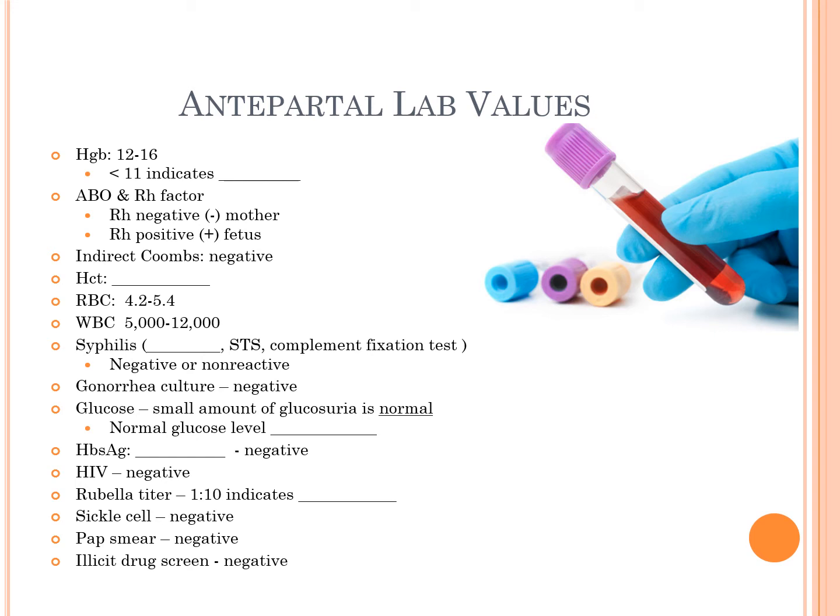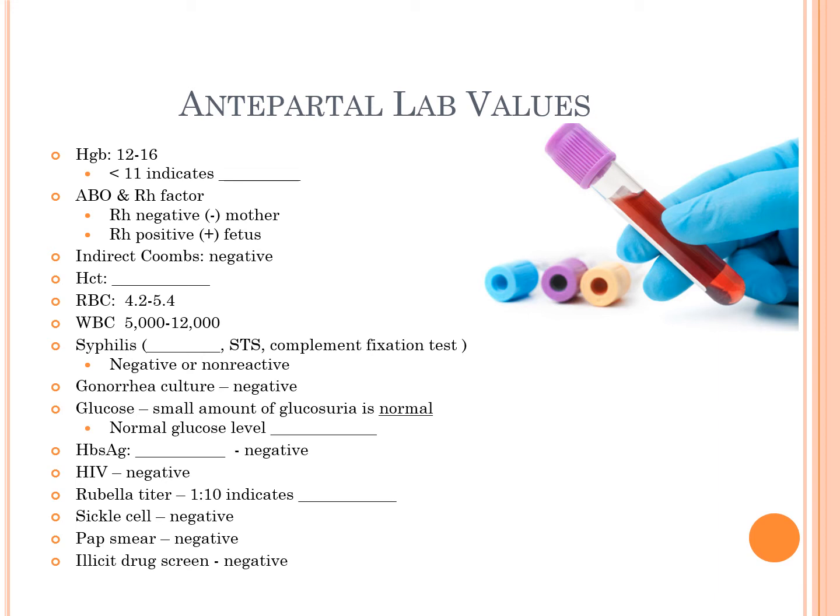The hepatitis B antigen, we want it to be non-reactive or negative. If it is positive, then we know that mom could potentially have hepatitis B, and that baby is going to need a second shot, not just a vaccine to prevent hepatitis B, but actual antibodies to help that baby start to fight against the hepatitis B it will be exposed to with delivery. HIV, of course, you want to be negative.